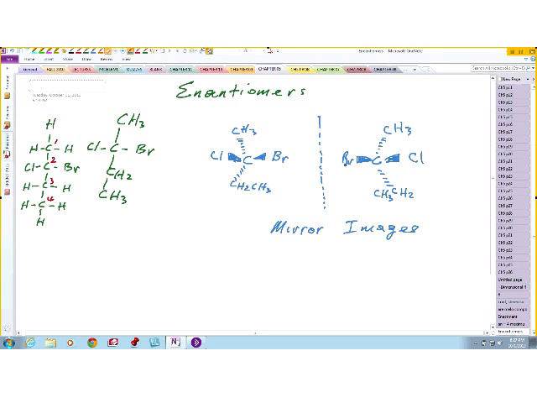So therefore, because we have mirror images that do not superimpose, we say these are different molecules. These are different compounds. Both of these molecules here, let us call this A, and let us call this B. Molecules A and B are enantiomers.